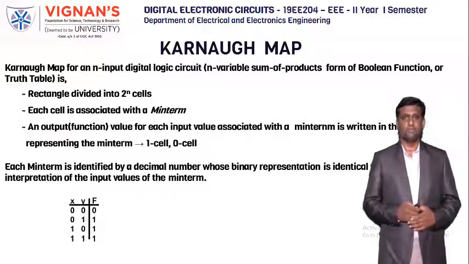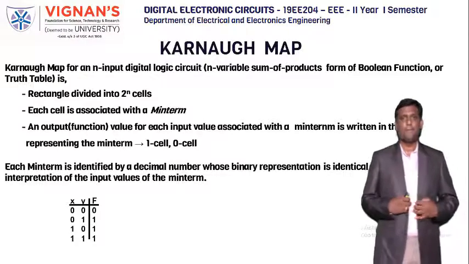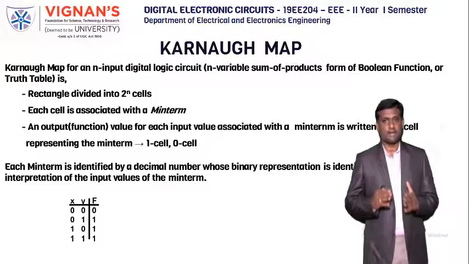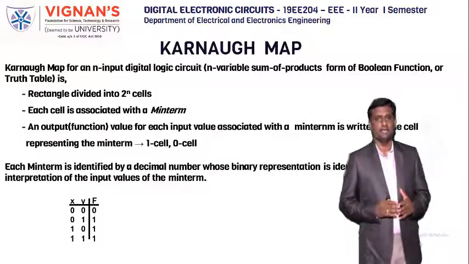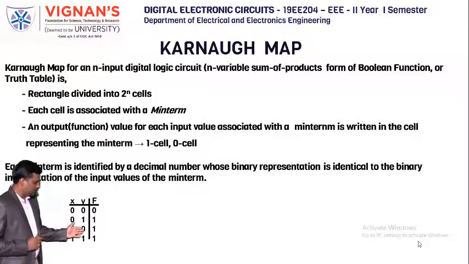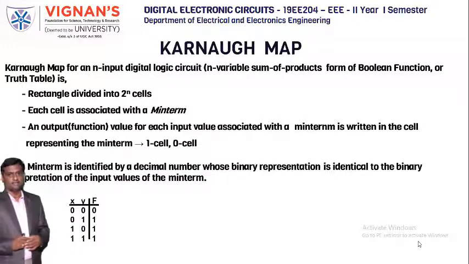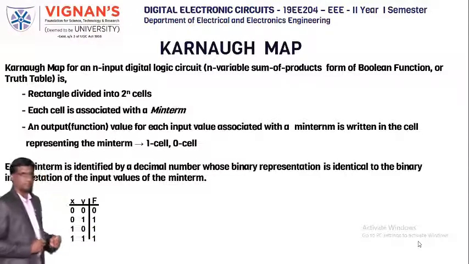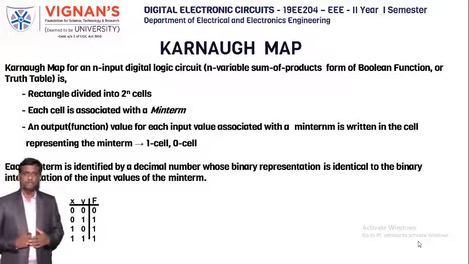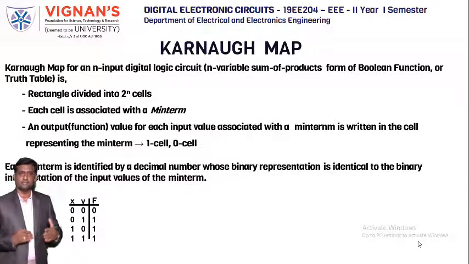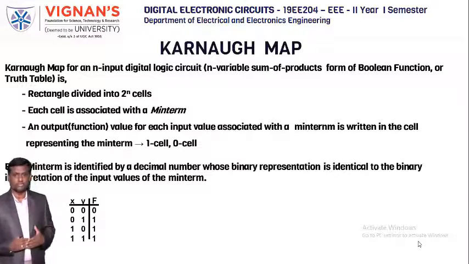Suppose for example, if you see the K-map representation for 2 variables, here if you observe, the truth table for the 2 variable function is given. X and Y are the inputs, F is the output. With 2 variables, 4 combinations are possible. Those combinations are 0 0, 0 1, 1 0, 1 1.